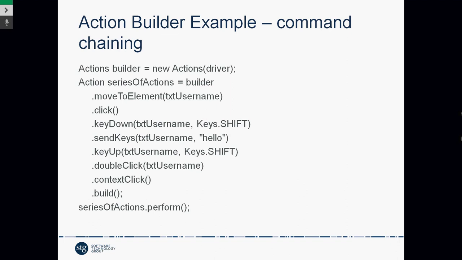And do a double click on the username. Now, if you do a double click on text field, a lot of times it'll highlight the whole entire word that you typed. And you'll do a context click. So it'll open the options menu. And then it'll do a build. At that point, you only told it what series of steps you want to take. When you do the series of actions dot perform, that's when it actually performs the step. So you can line up these commands. You can put a whole entire set of command chains in there all you want, and then it'll perform that.